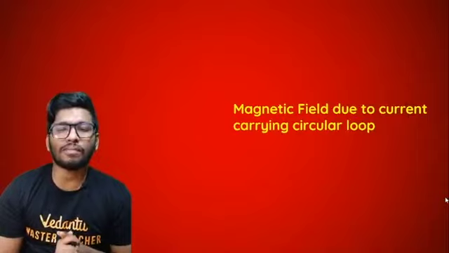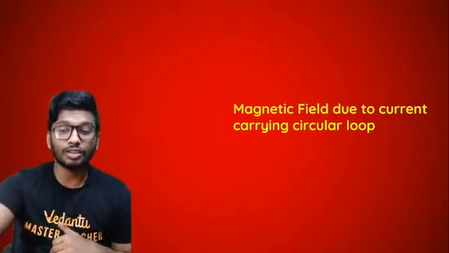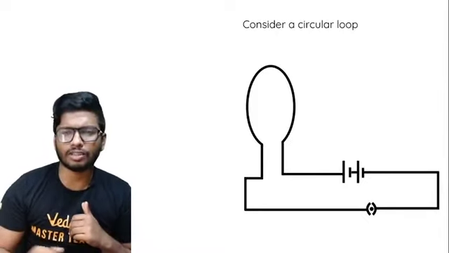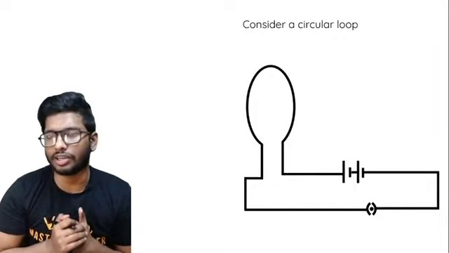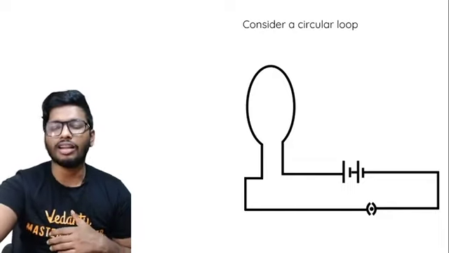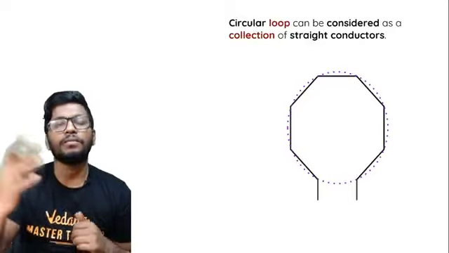So yes, guys, now let's talk about the magnetic field due to a current carrying conductor if it's a circular loop. So let's imagine a circular loop which is connected to a battery and a plug key as well. You turn it on, the current starts passing through it, and obviously a magnetic field is also created around it. So let's try to find out the direction of the magnetic field, and also the direction of the current and everything. Now, here's the thing, guys.